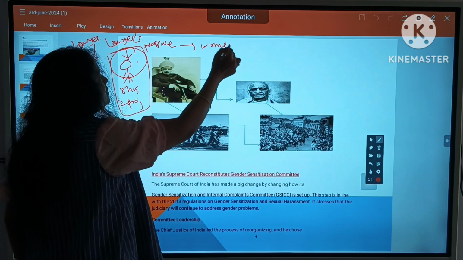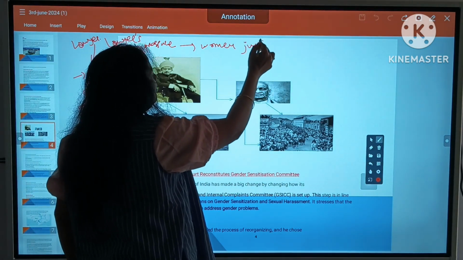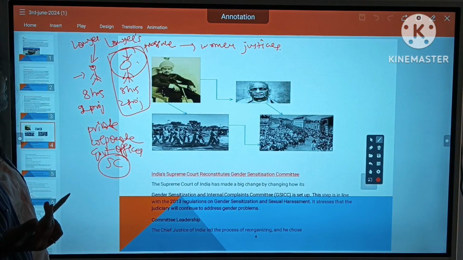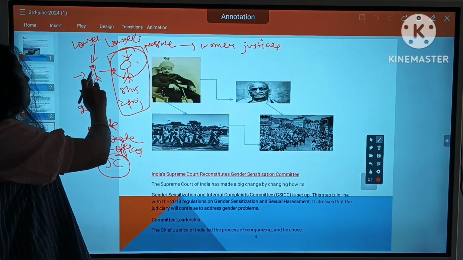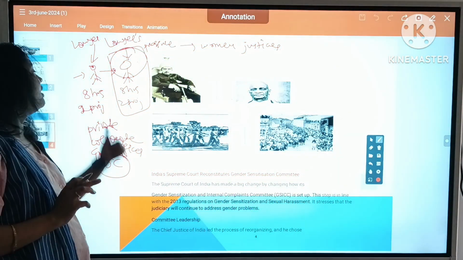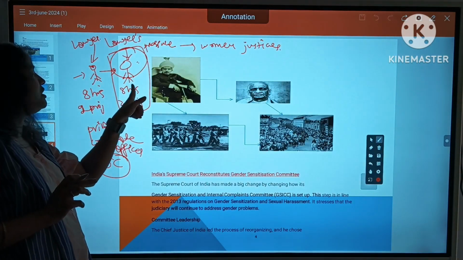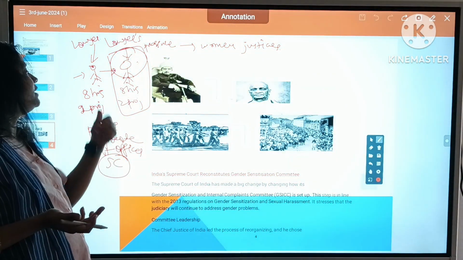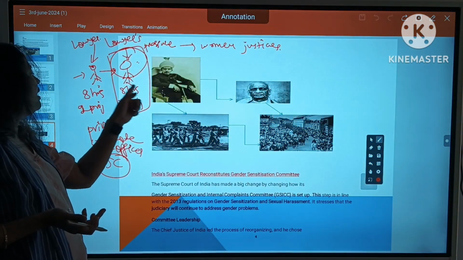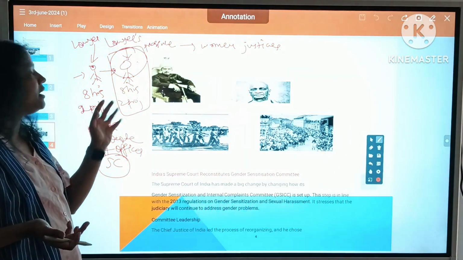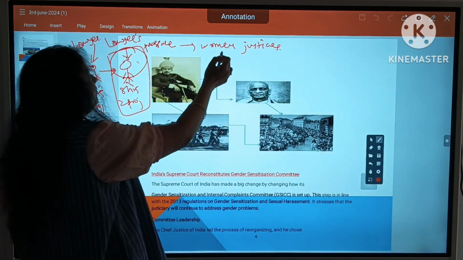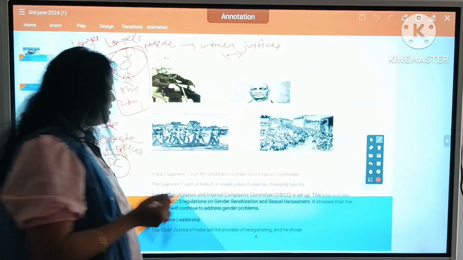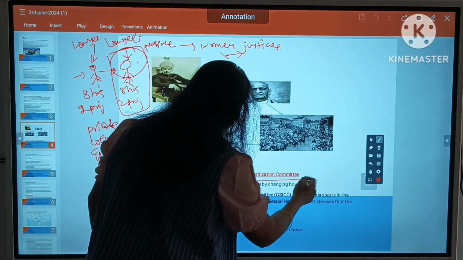For women's justice in work matters, and in some places there will be sexual harassment also from men to women. Men used to harass women when they are alone in the office, or when they are going outside. At that time, they usually harass the woman. Okay, that can also happen. So in that case, where does a woman have to go to get justice? The answer is the Gender Sensitization Committee.